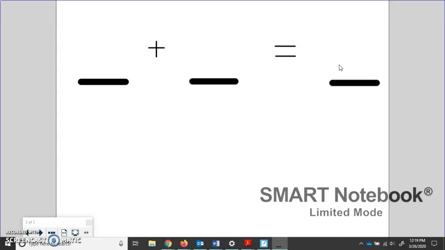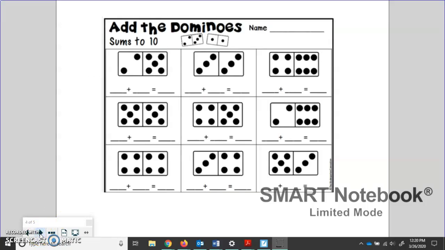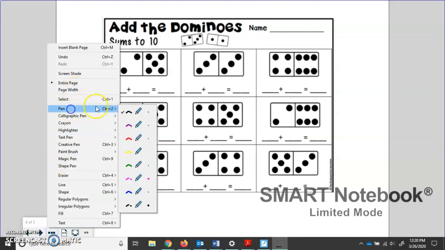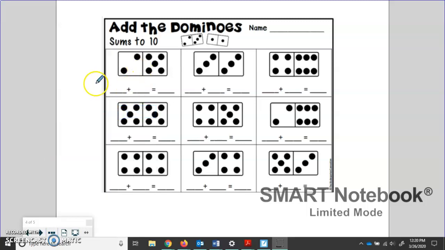We're going to be doing this today with dominoes. You may have used dominoes to play a different kind of game before, or maybe you have dominoes laying around your house that you like to play with. We're going to be using dominoes to create addition sentences. So if you look at our addition sentence here, let's pull up our pen. We're going to fill in the numbers. They're blank right now. The domino gives us the numbers.